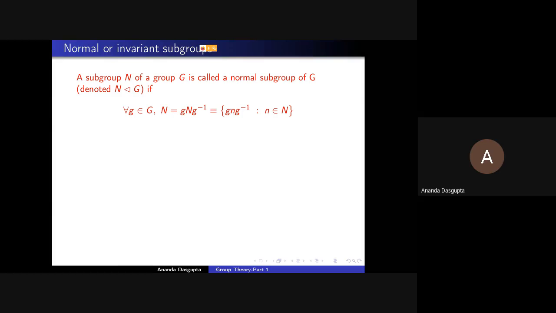So a normal subgroup is also called an invariant subgroup because it's invariant under conjugacy. Notice one thing, we are not really saying that the elements don't change. g n1 g inverse might very well not be n1, but it will have to be another element of capital N. And if that works for every element of capital N, for all g, then you say that you have got a normal subgroup.